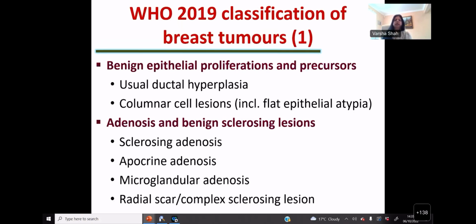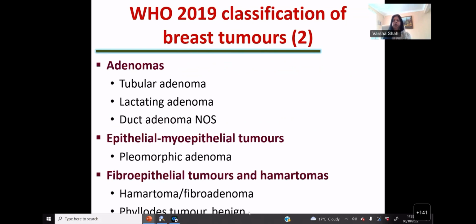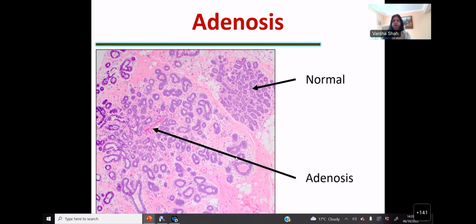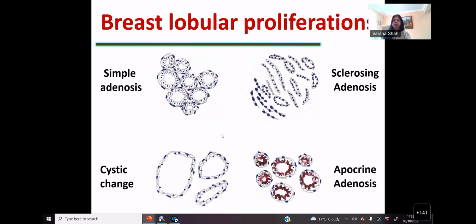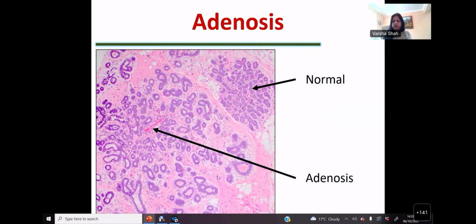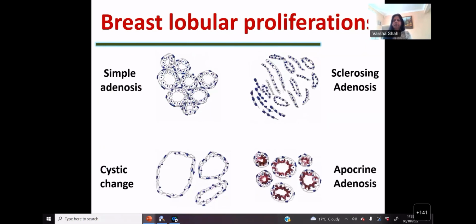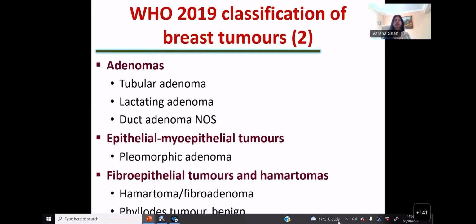So this is the latest WHO classification of the benign breast tumors. So we have benign proliferations, which include hyperplasias. We have adenosis and its variants. And then we have adenomas and biphasic tumors.